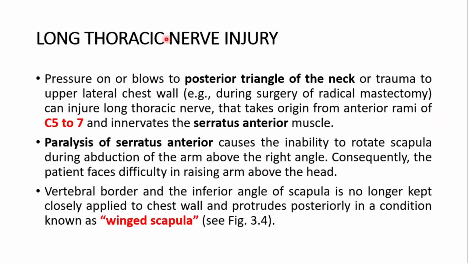So now the long thoracic nerve injury is yet another injury, this nerve supplying the serratus anterior muscle. Pressure on or blows to the posterior triangle of the neck or trauma to the upper lateral chest wall, for example during surgery of radical mastectomy, can injure the long thoracic nerve that takes origin from the anterior rami of C5, C6, C7, and innervates the serratus anterior muscle. Paralysis of the serratus anterior causes inability to rotate the scapula during abduction of the arm above the right angle. Consequently, the patient faces difficulty in raising the arm above the head.